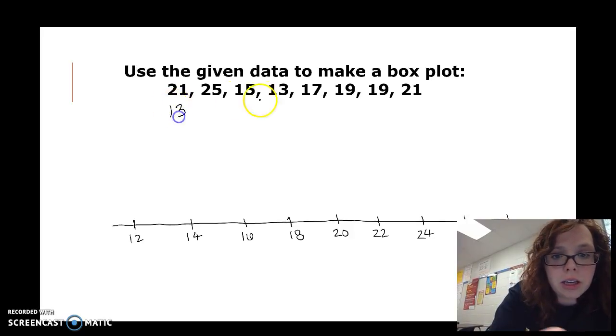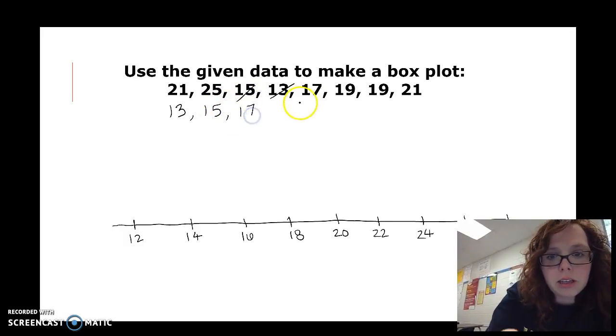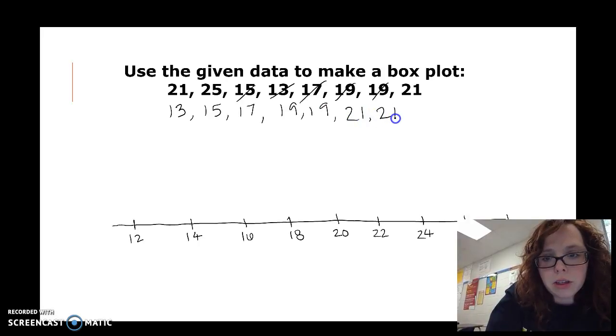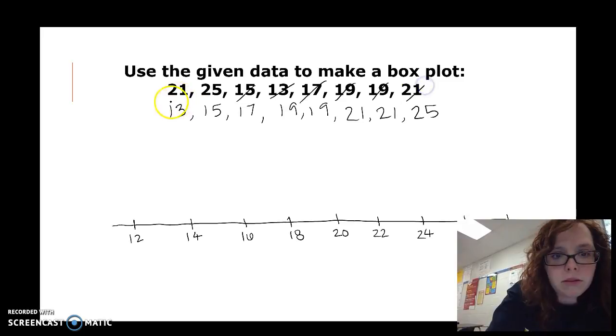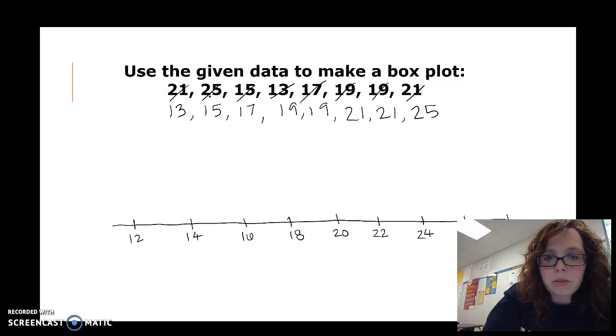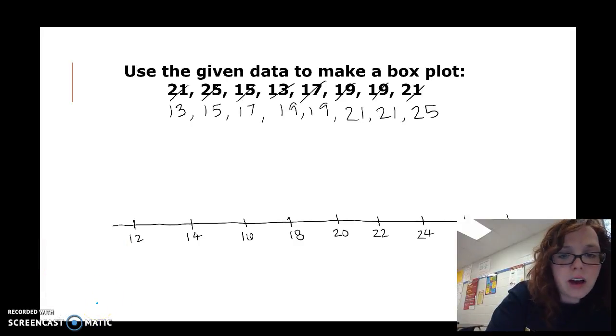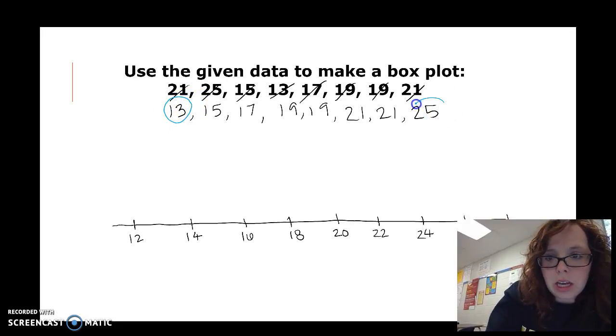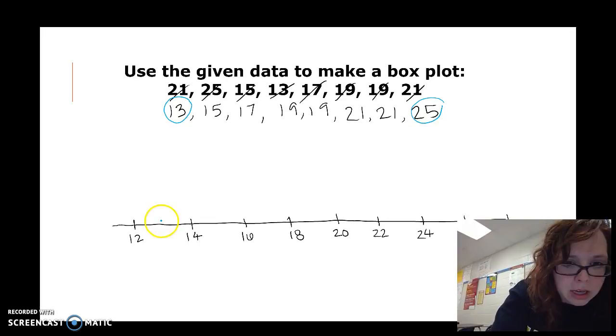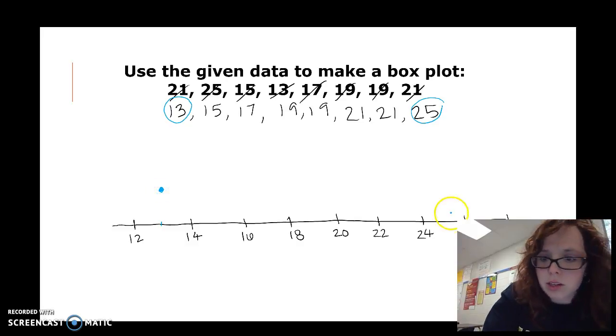So I have 13, 15, 17, 19, 21, 21, 25. Okay, so now my data is ordered from least to greatest. My next step, it says, is to find the least value and the greatest value. So 13 and 25. Those are going to be my outside dots. The least is 13, the greatest is 25.